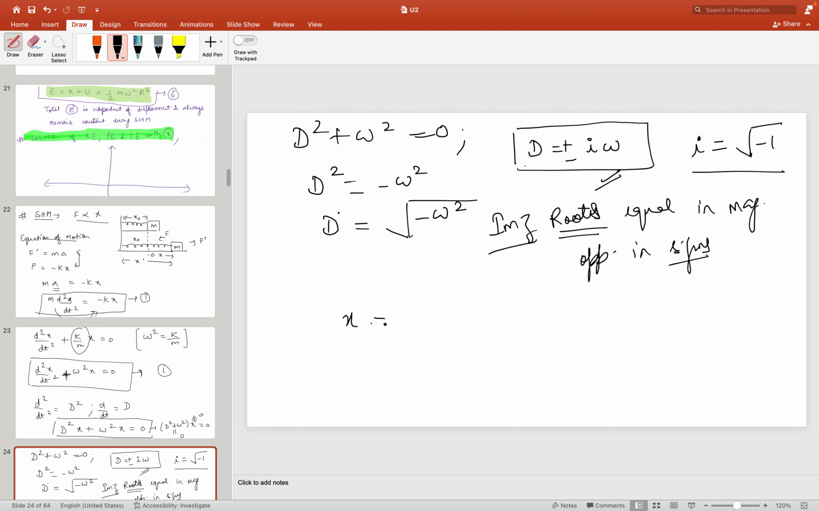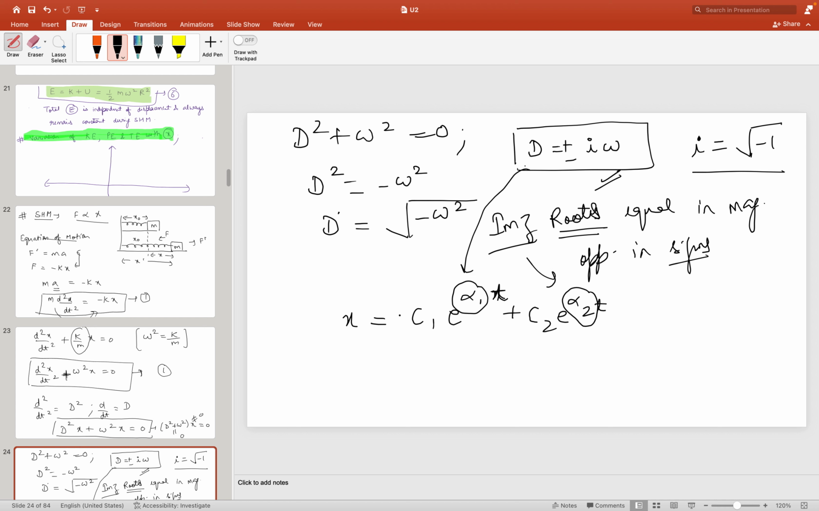We have a format x is equal to c1 e to the power alpha 1 t plus c2 e to the power alpha 2 t, right? Alpha 1 and alpha 2 are roots of the equation. There are two roots, imaginary roots, equal in magnitude, opposite in signs. So we will just put the values of these roots in this particular equation.